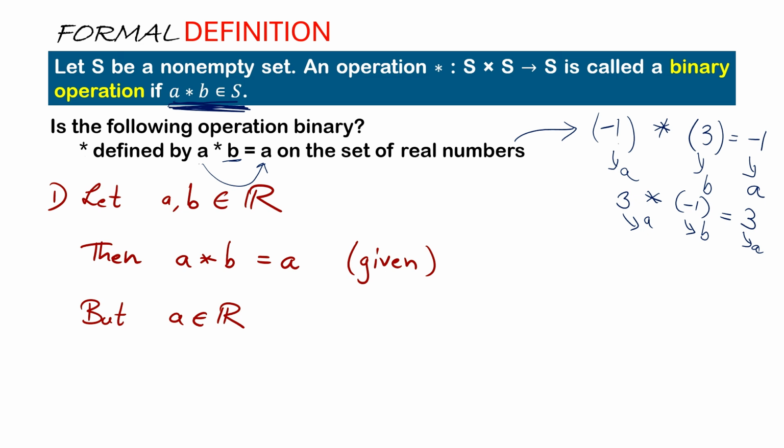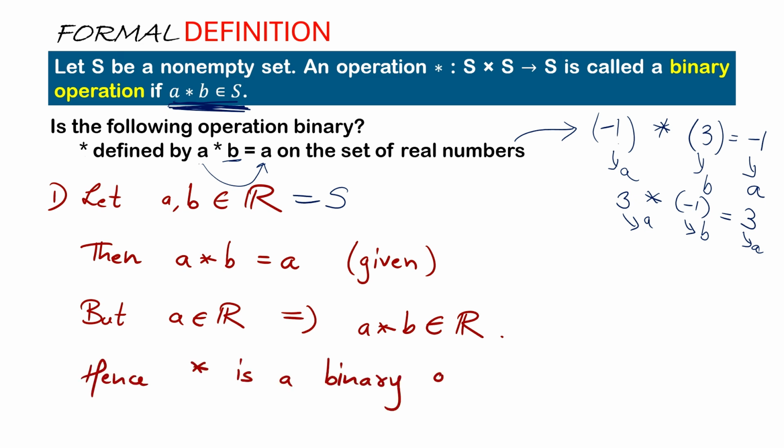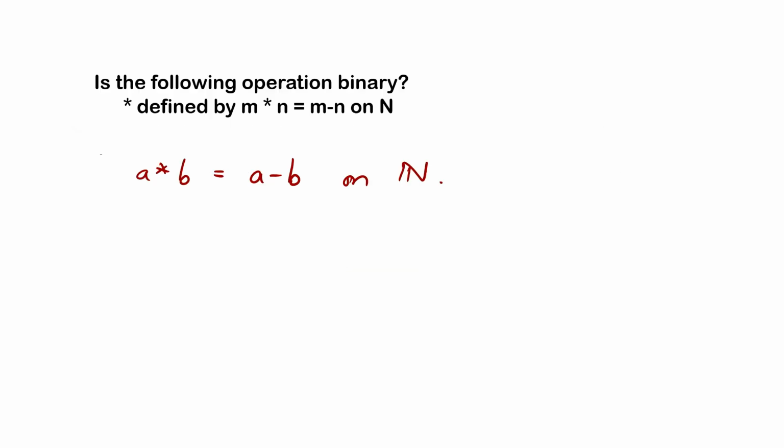Now what is your A star B? It is A. What is your S basically? S is the same as the set of real numbers. So your A belongs to S, that is your set of real numbers. So can I say that A star B also belongs to the set of real numbers? Yes. And hence I can say that star is a binary operation.